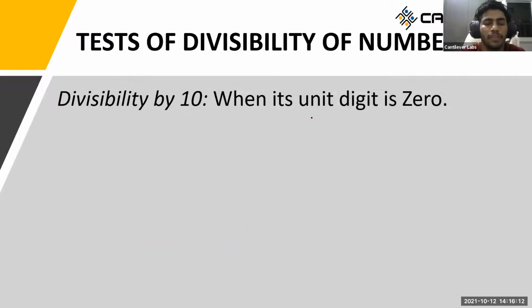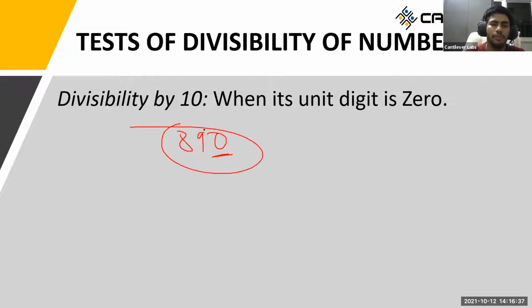Next, moving on to divisibility by 10. Divisibility by 10 is quite simple. We'll just have to check whether the unit digit is 0 or not. Any number with unit digit 0, like 890, since the unit digit here is 0, this whole number would be divisible by 10. Any number, however long, like 102340, since the unit digit is 0, the whole number is divisible by 10.